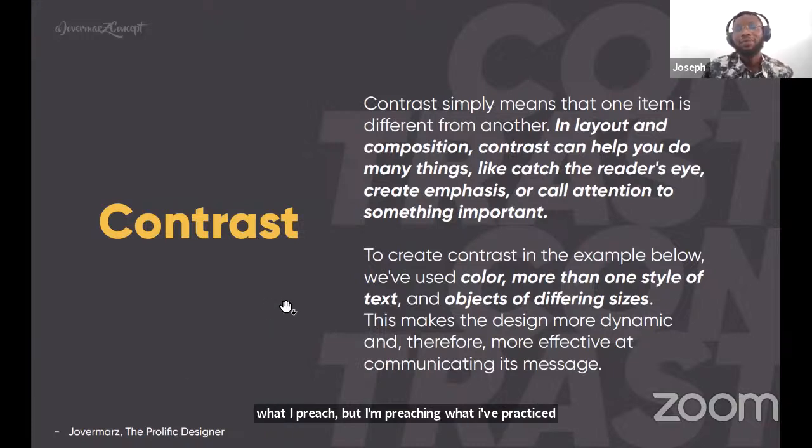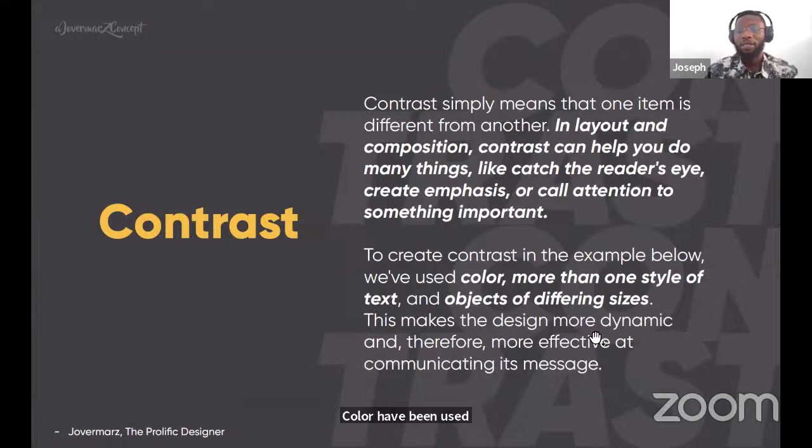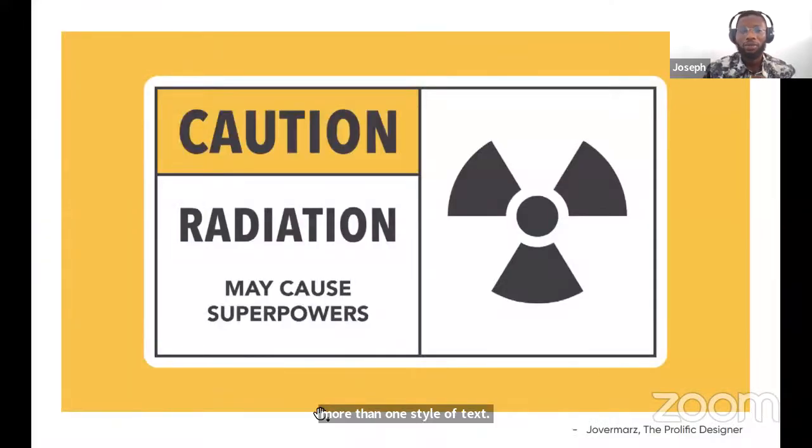To create contrast in the examples that I will show you, right? Color has been used, more than one style of text and objects of different sizes, which is this, to create emphasis on caution, just color, right? And you see the use of proximity, all the text on one side, and the caution sign on another side.